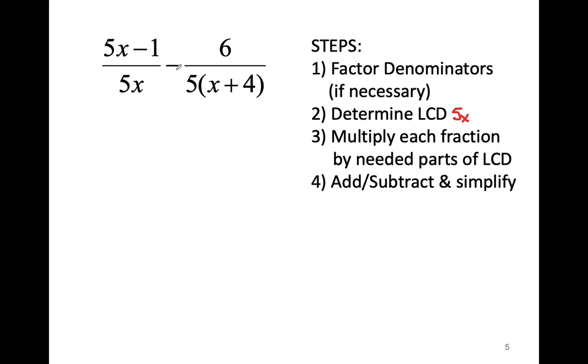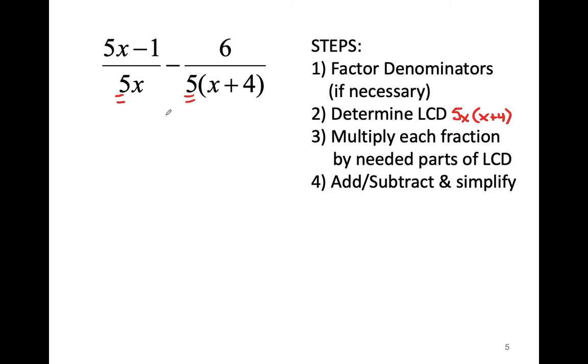Now, my second denominator, notice that it already has the 5. So both of these already have the 5 in place. Even when I'm determining my lowest common denominator, I'm not going to include that 5 again. I already have a 5. But what I don't have is this x plus 4. So all of this, 5x times x plus 4, is what would make up our lowest common denominator.